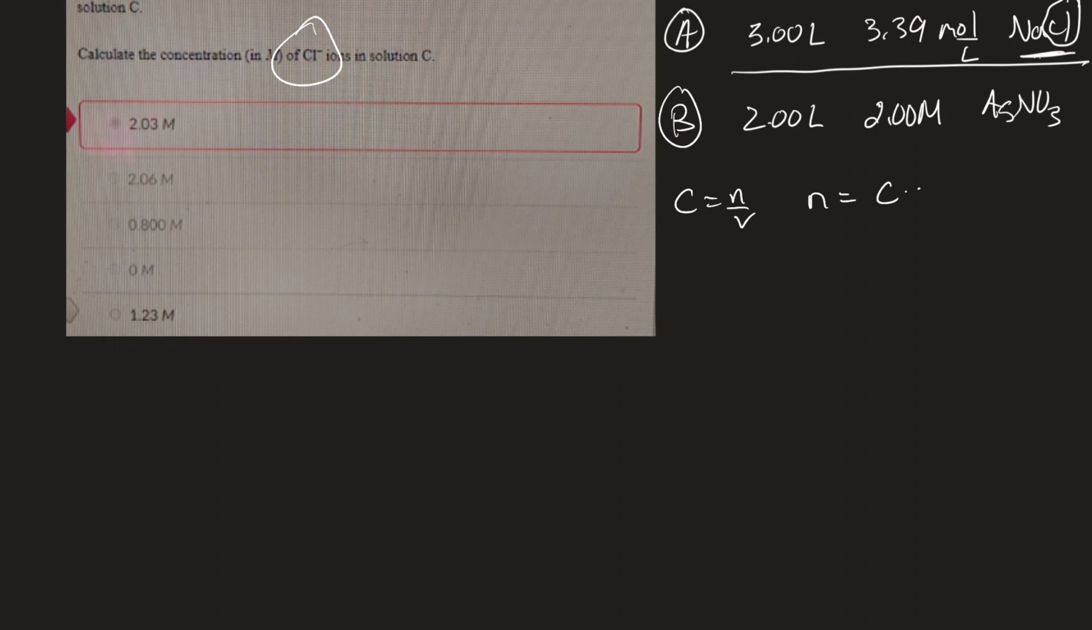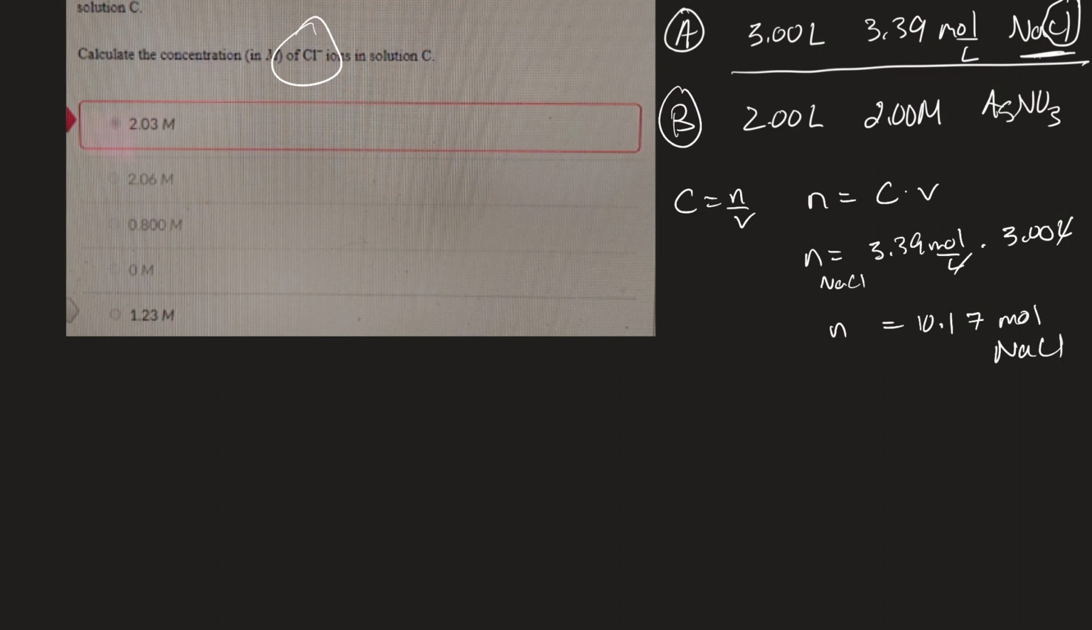n is equal to C times V. So the moles of sodium chloride, maybe I'll put sodium chloride down there, are equal to the concentration, 3.39 moles per liter, times the volume, 3 liters. The liters cancel, and I multiply. 27, 2, 11, 1, 10. So 10.17 moles. That's how many moles of sodium chloride I have.